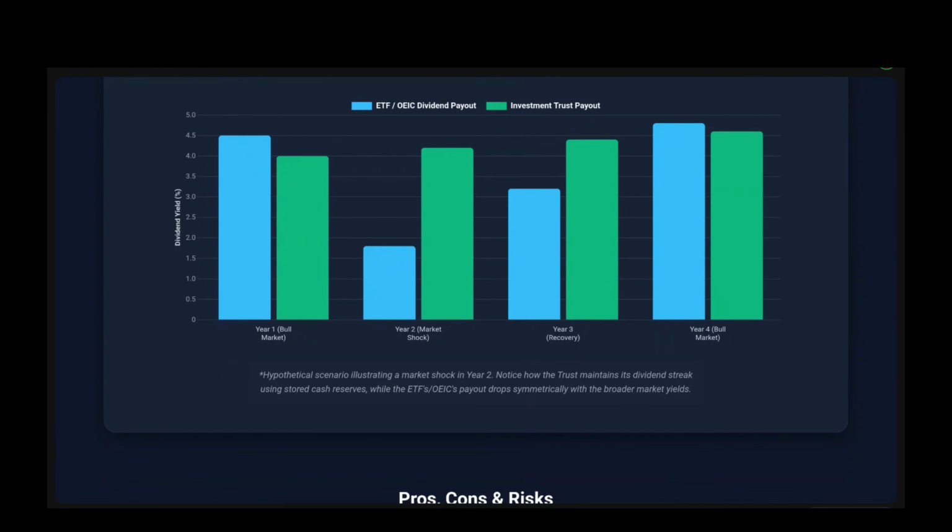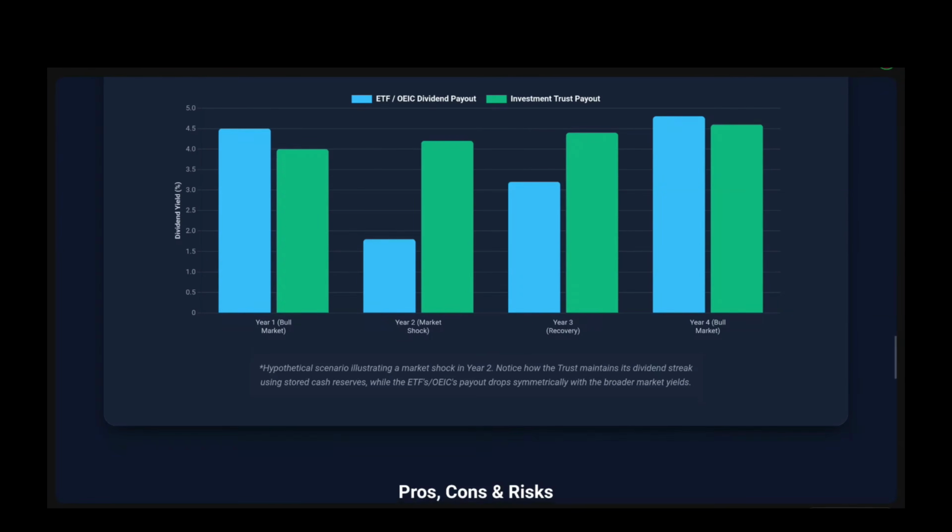And I've just tried to give a hypothetical scenario illustrating a market shock in year 2, and you can see how a trust can maintain its dividend streak using stored cash reserves, while ETF payouts drop symmetrically with the broader market yields.